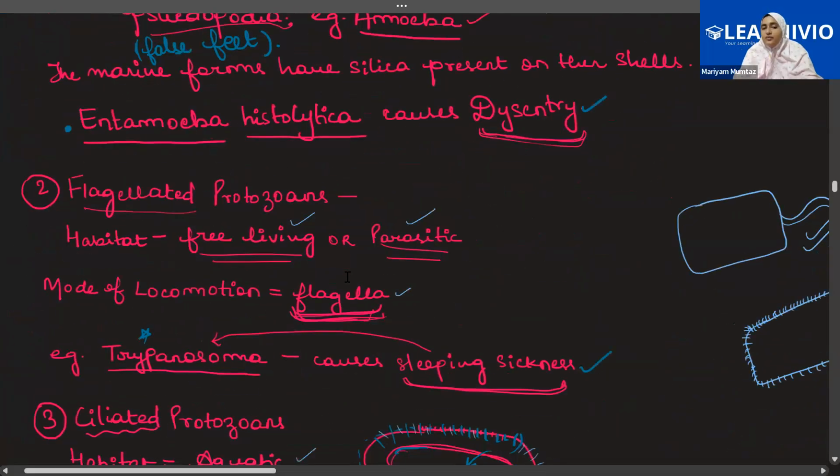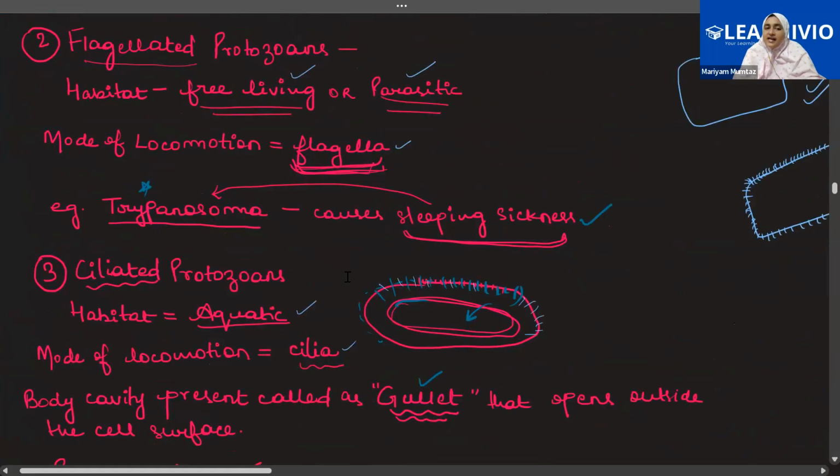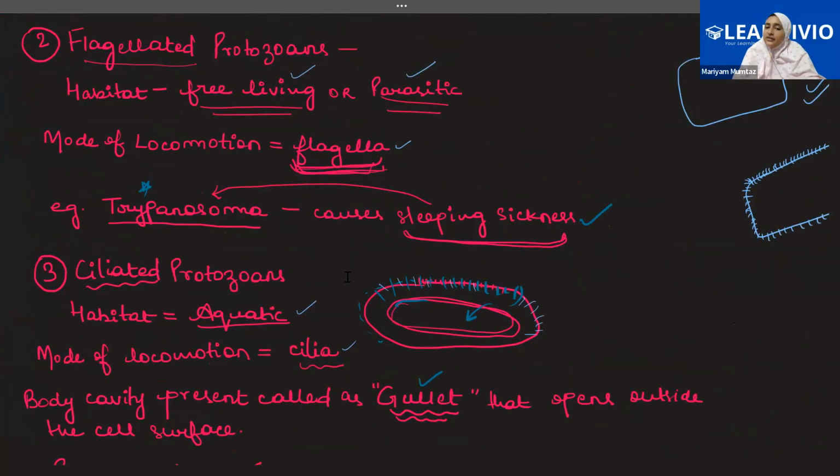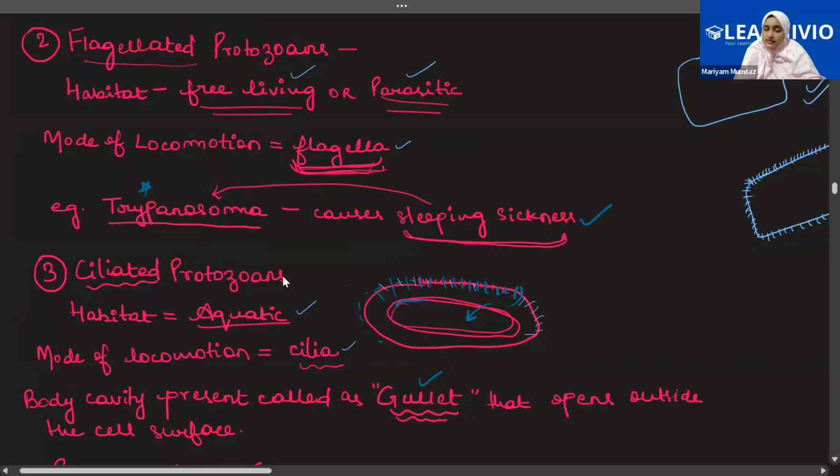Then comes the flagellated protozoan. Flagellated tells us that flagella will be present surrounding them. Their habitat will be either free living or parasitic. The mode of locomotion is through the flagella. Then Trypanosoma. This is a particular flagellated protozoan which causes a disease called sleeping sickness. These things are very important, students, in terms of the NEET examination. Match the following can come from these, like which organism is causing which kind of disease.